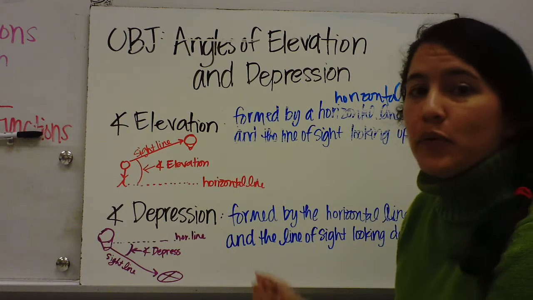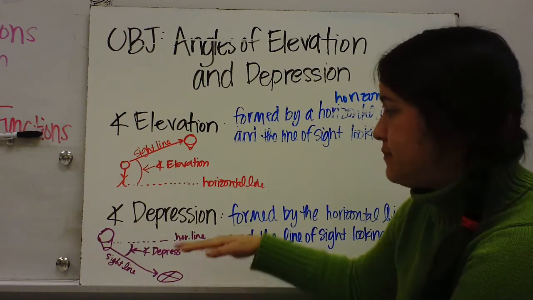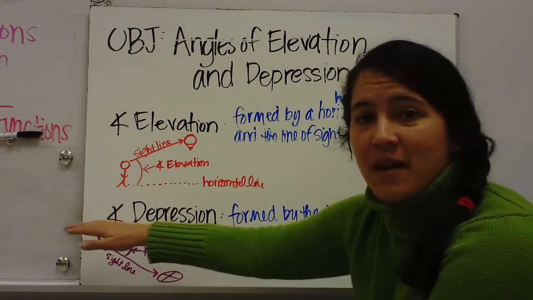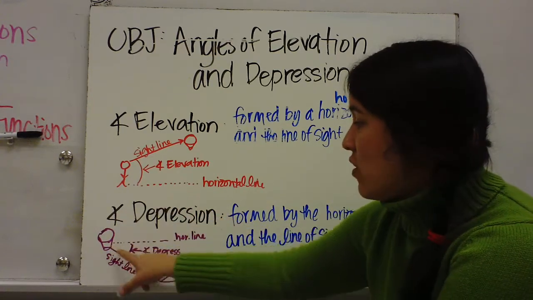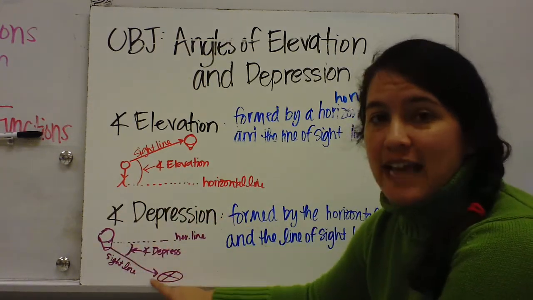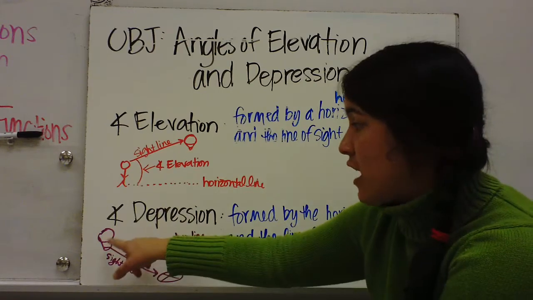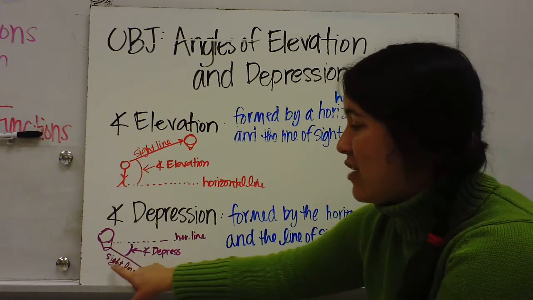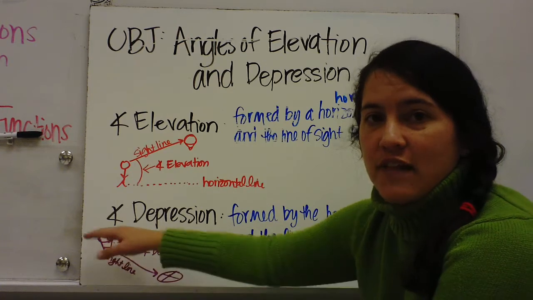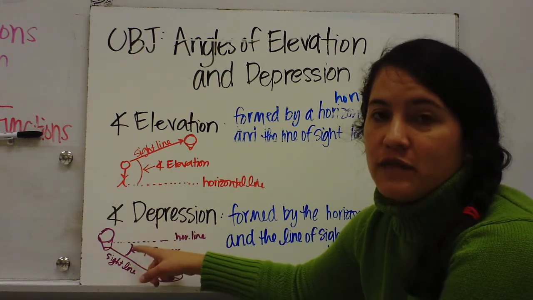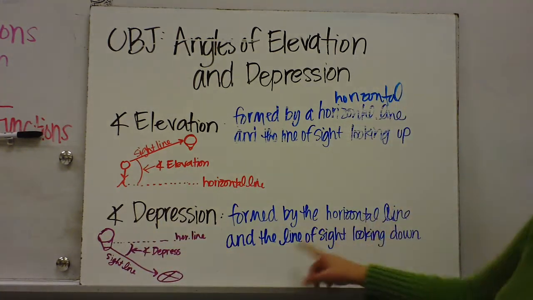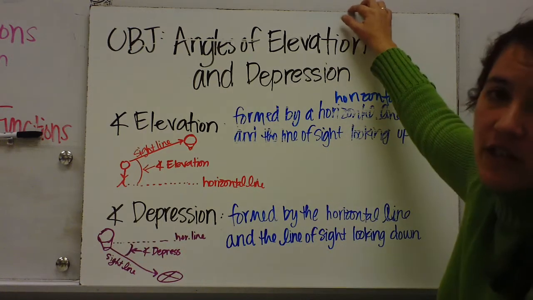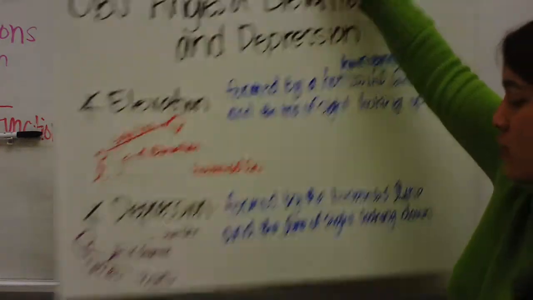The angle of depression is when you have something up high, a horizontal line up high, and then the angle is with the line of sight looking down. In this picture, someone's in a hot air balloon and they're looking down at the target. The angle measurement between the line of sight and that horizontal line is called your angle of depression, formed by the horizontal line and the line of sight looking down. With all of these, we're going to be making right triangles.